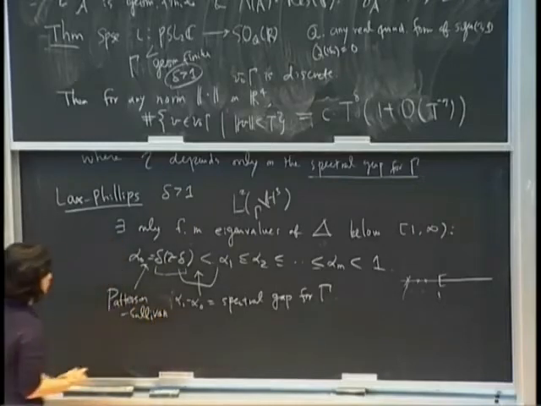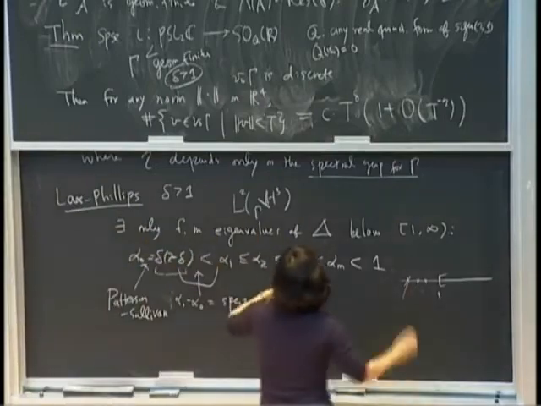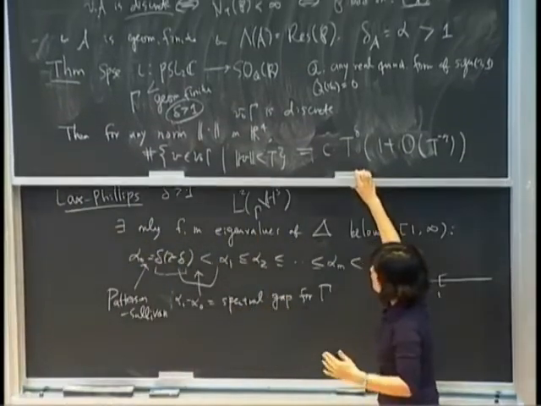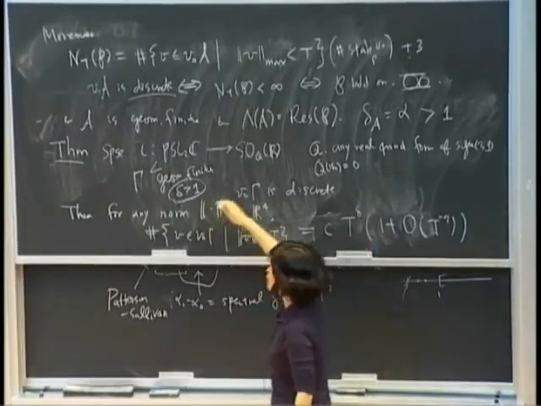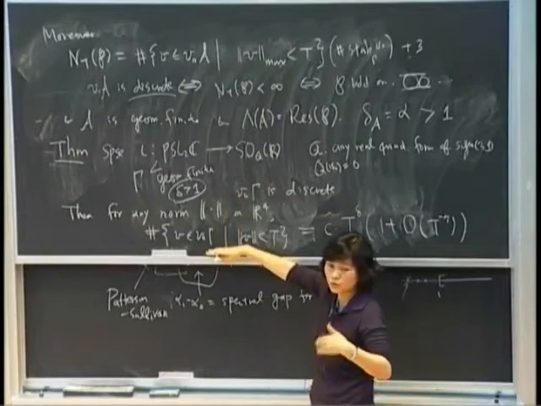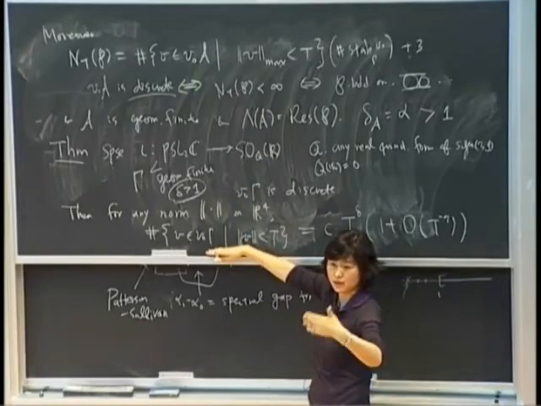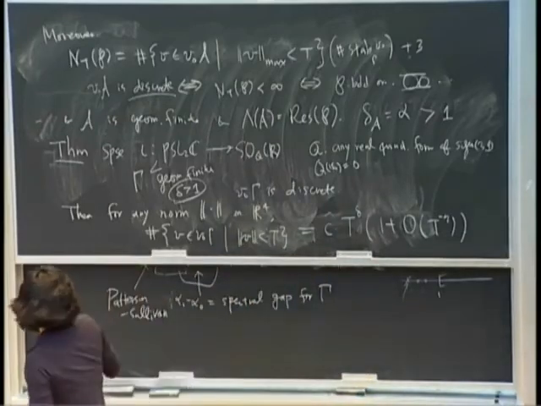Since I'm running out of my time, maybe I was going to state the next theorem, but I'll just say what it is. Because this eta depends only on the spectral gap of gamma, if you have a family of finite index subgroups of gamma, then you can state this counting statement uniformly for the whole family. And this family of finite index subgroups exists, for instance, in the arithmetic situation.